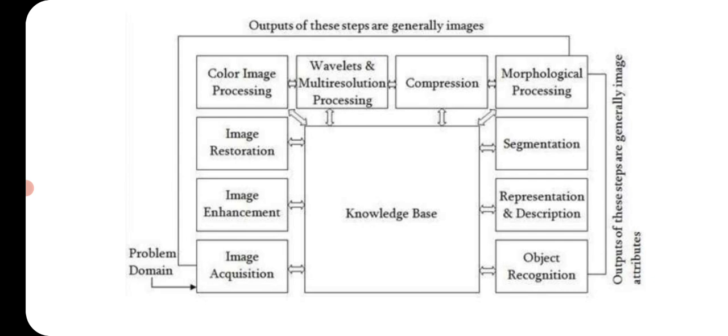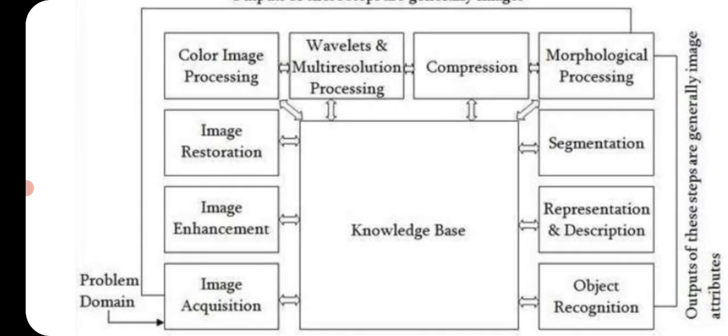Color image processing is a famous area because it has increased the use of digital images on the internet. This includes color modeling and processing in a digital domain. The next one is wavelet and multi-resolution processing. In this stage, an image is represented in various degrees of resolution. The image is divided into smaller regions for data compression and for the pyramidal representation. Compression is the technique used for reducing the requirement of storing an image. It is a very important stage because it is necessary to compress data for internet use.